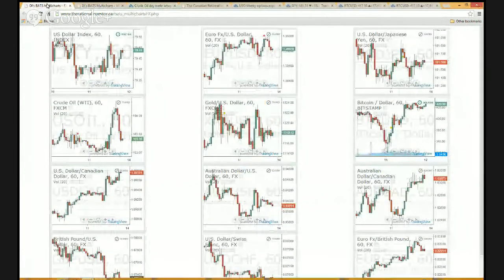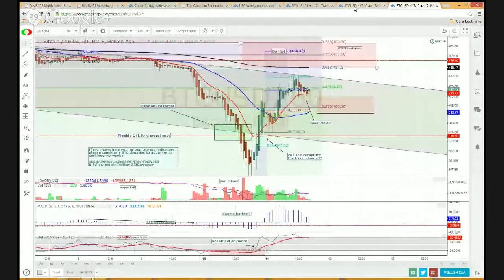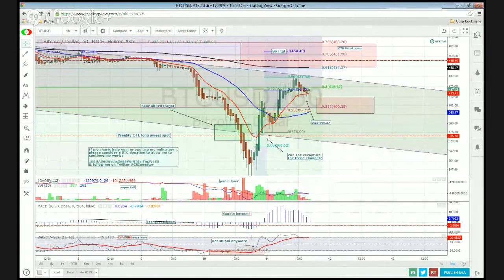So that's the kind of day it's been. This silly Bitcoin, I don't know where the heck it's going. But, according to our models, I still think you should be looking for 437 up to 454. That's what I think.